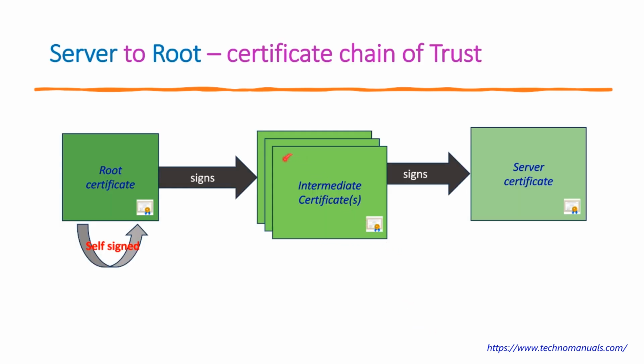Here you can see the intermediate certificate is added in between the root and the server certificate. The root is not directly interacting with this server certificate. This server certificate is signed by the intermediate certificate's private key, not by the root certificate's private key.